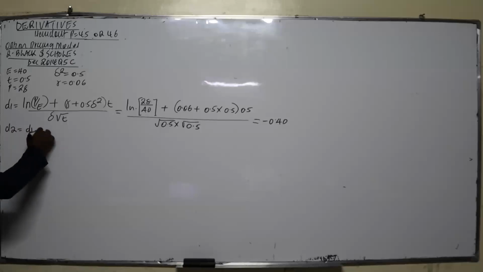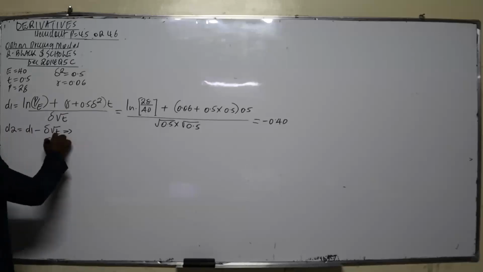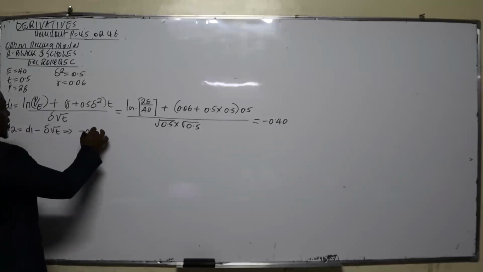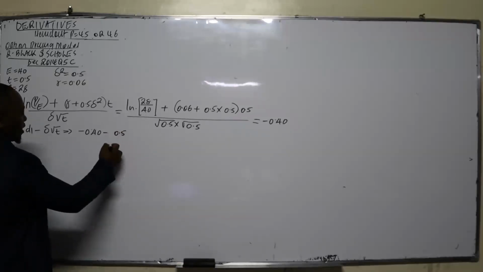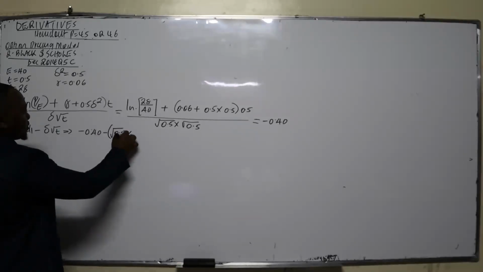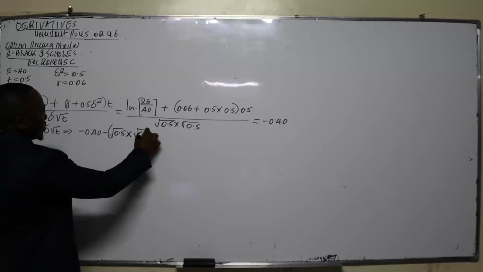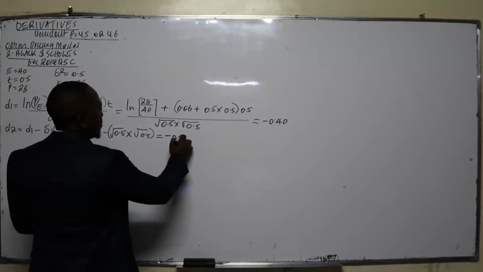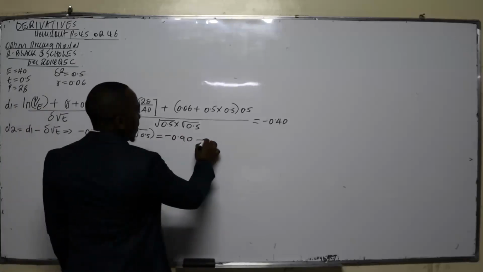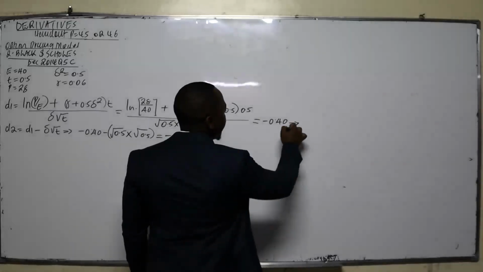D2 is D1 minus standard deviation times square root of t. So it's negative 0.40. Standard deviation is 0.5, which was the variance. You get the square root times square root of t, 0.5. What do you get? Negative 0.90. Good. Now I want to get the probability.